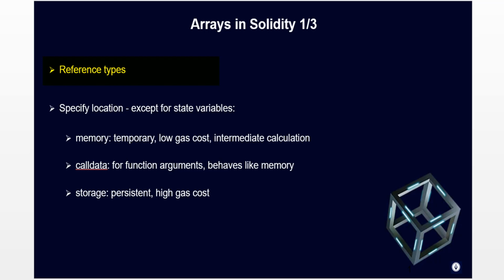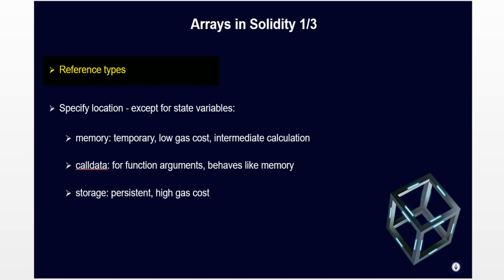Arrays are reference types, which means they don't store the values directly. Instead, they hold the address where the value is stored. So if you assign one reference type to another, you're not creating a copy of the actual data. Instead, you're passing the address that points to the memory location that holds the actual data.